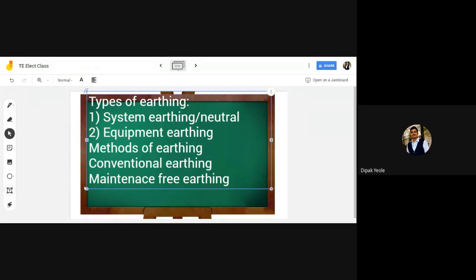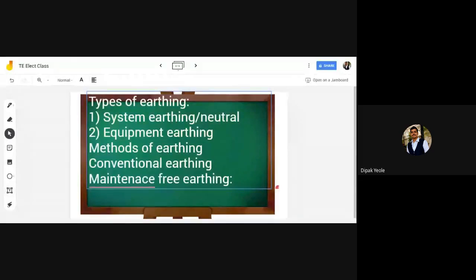The second method is the maintenance free earthing. Obviously it has major advantages over the conventional earthing, but believe me, this is a costly method. Obviously if the comfort increases, our cost also increases. That point you have to remember. And today we are interested in the methods of conventional earthing.